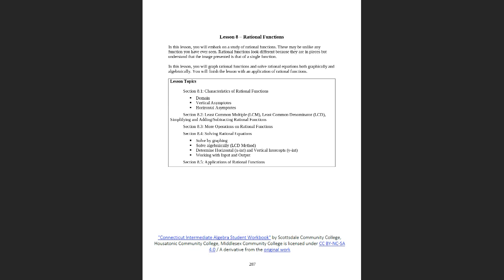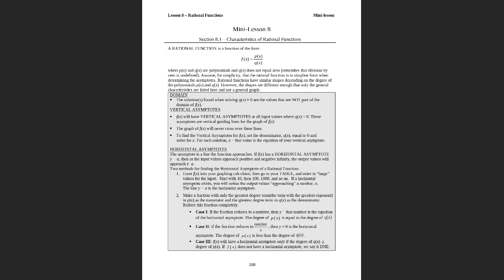and we are going to look at domain, vertical asymptotes, and horizontal asymptotes. We would also talk about the LCM and LCD, and then simplifying and adding or subtracting rational functions. And then we're going to talk about more operations of rational equations, rational functions, and then we solve rational equations. All right, so first of all, let's look at the characteristics of rational functions.